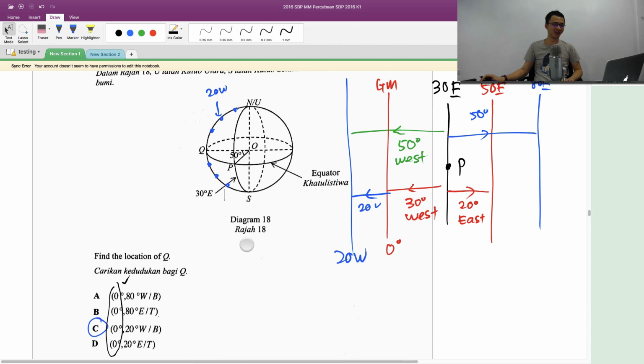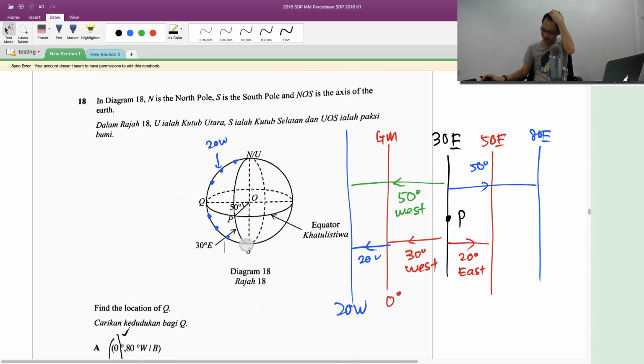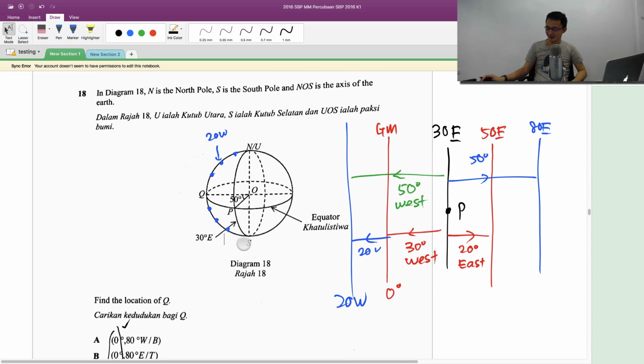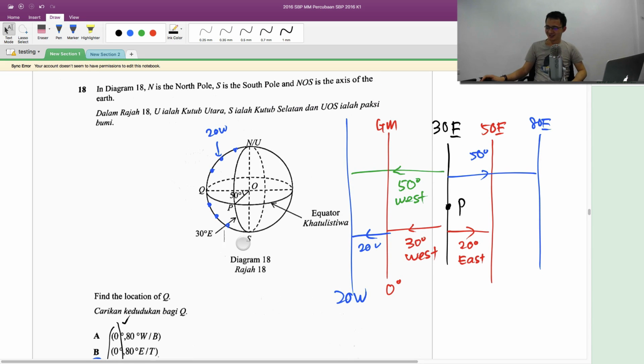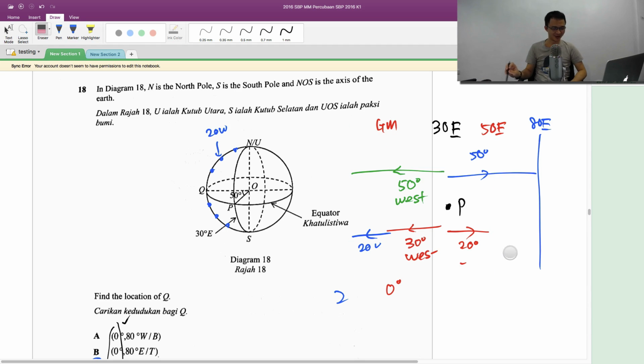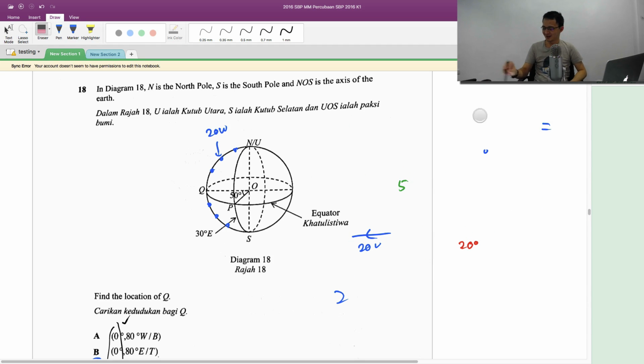Yeah, if you still do not understand, it's a bit troublesome for me. Okay. Let me just explain one more time because a lot of students still cannot understand. Okay. Let me go back to the very basics.